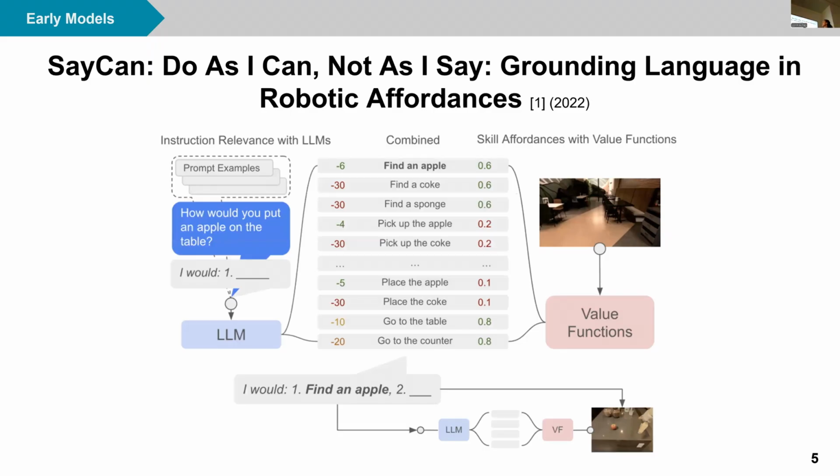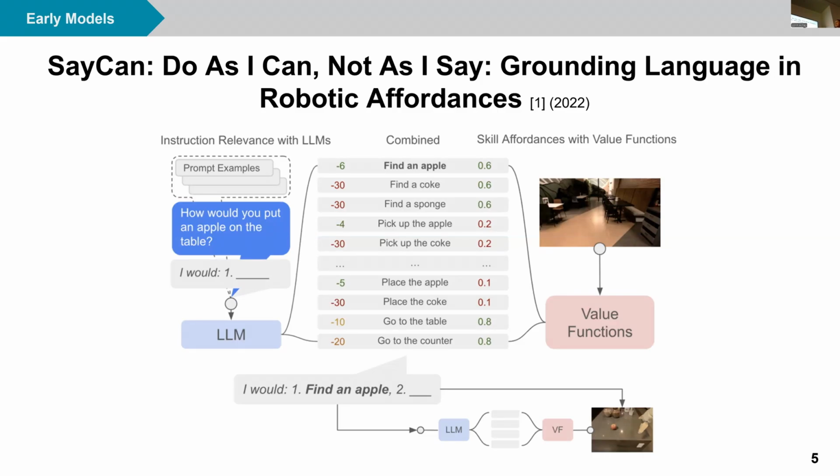And so they construct a system where they create a predefined skill library. These are natural language skills like find an apple, a simple skill list. And for each skill, they train a policy network such that the robot can actually execute that skill. And then they also have a value function, which given an input image, tells you how likely the robot will be to succeed in that skill, given the visual inputs.